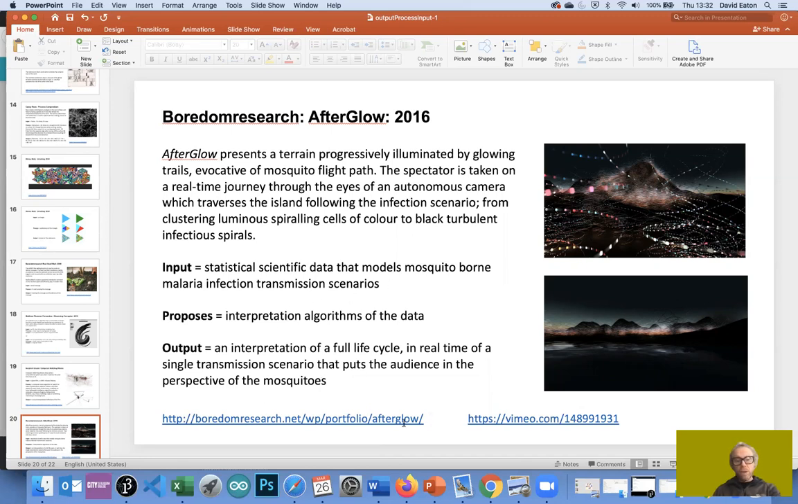But you may want to go and have a look at the two videos to see how that works. The input is statistical and scientific data that models a mosquito-borne malaria infection transmission scenario. So that's the scenario. And then the process is interpreting that scenario into an interpretation of a full life cycle in real time of a single transmission scenario that puts the audience in the perspective of the mosquito. So you become the mosquito going round this world.